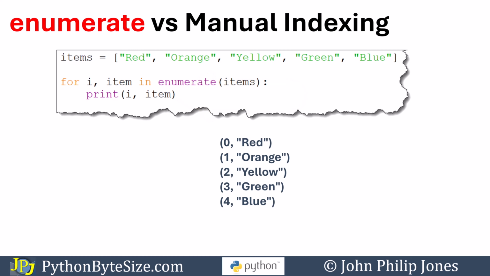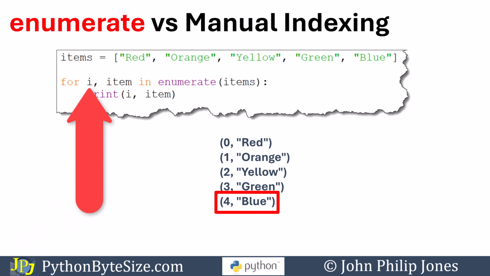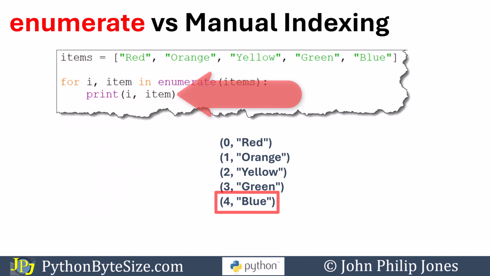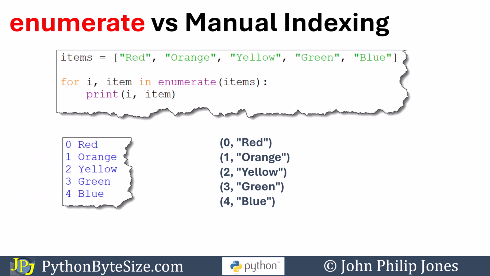Now the last time through the loop, this tuple is unpacked, and the 4 is given to i, and blue is given to item. And of course, this will then print out 4 and blue. So when you look at the runtime for this computer program, it'll look like this. We can see that the output from this program is the same as the output from the previous two programs in this video.